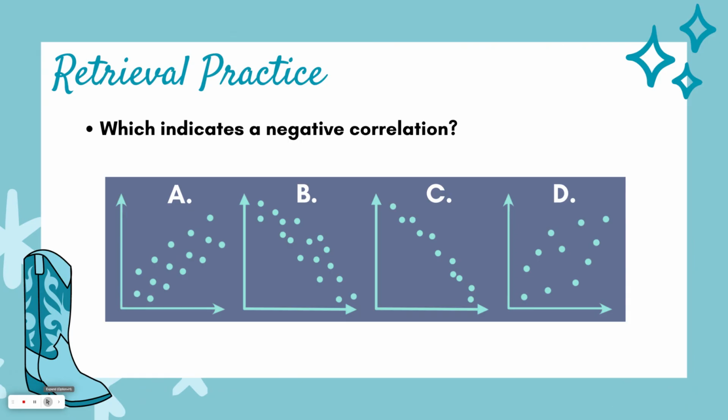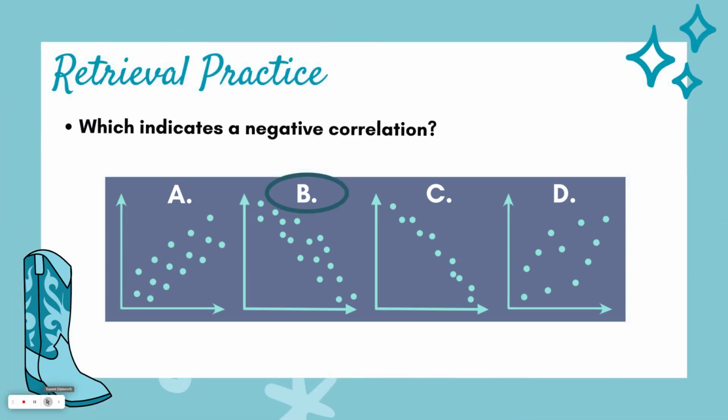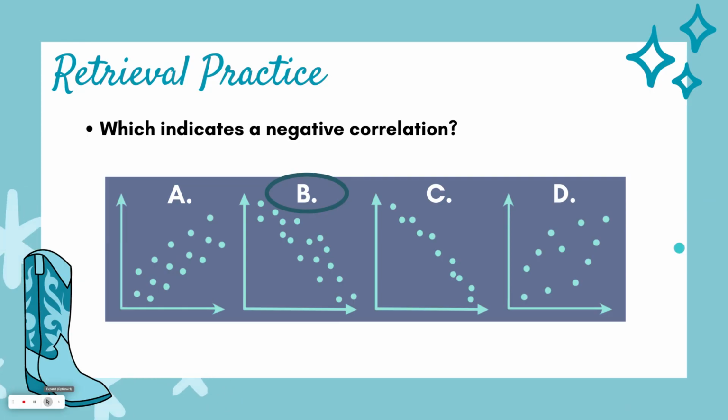And another one, which of these indicates a negative correlation? This is a little bit of a trick question because not only should it be letter B, but I could also have letter C. So if you had B or C, or hopefully you recognize that both of these are indicating a negative correlation. That's because it slopes down to the right.